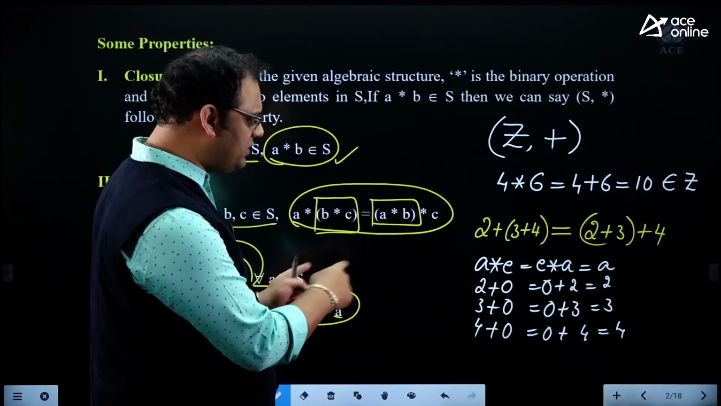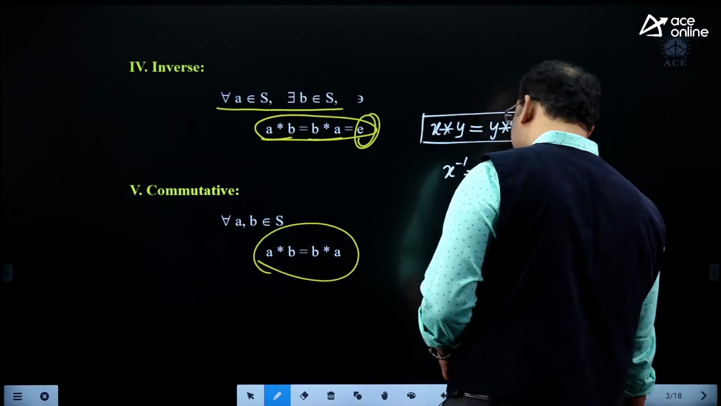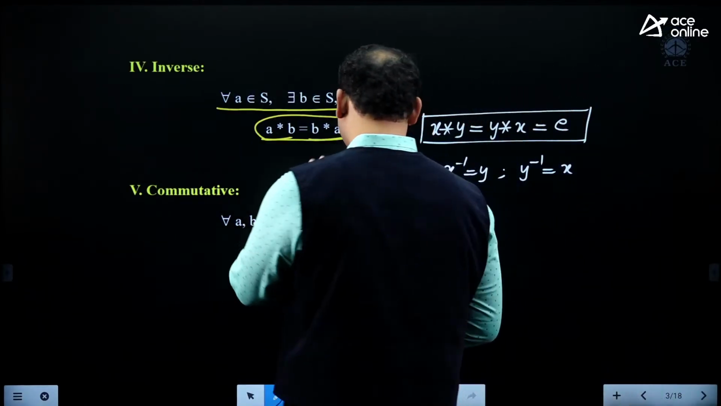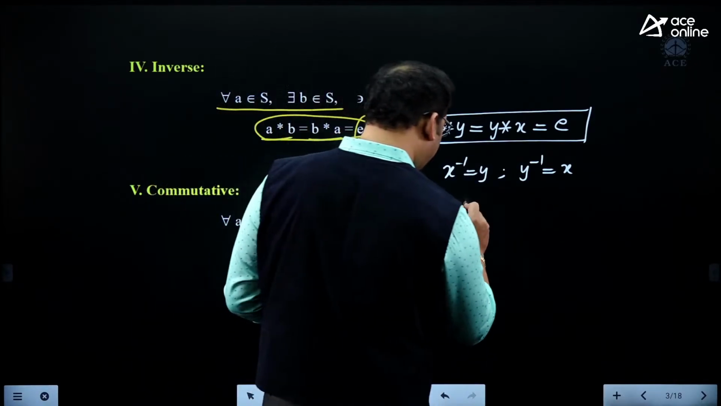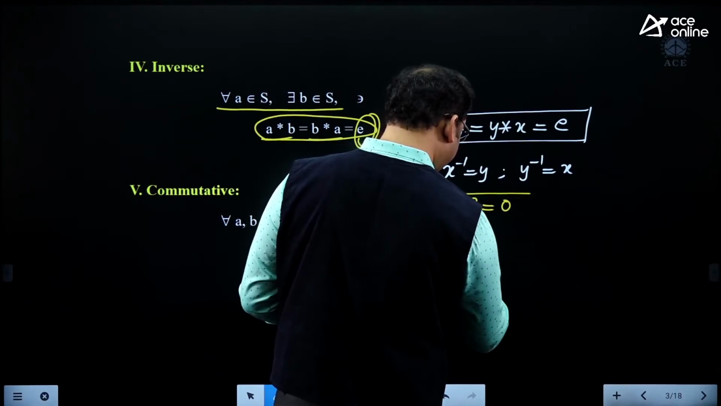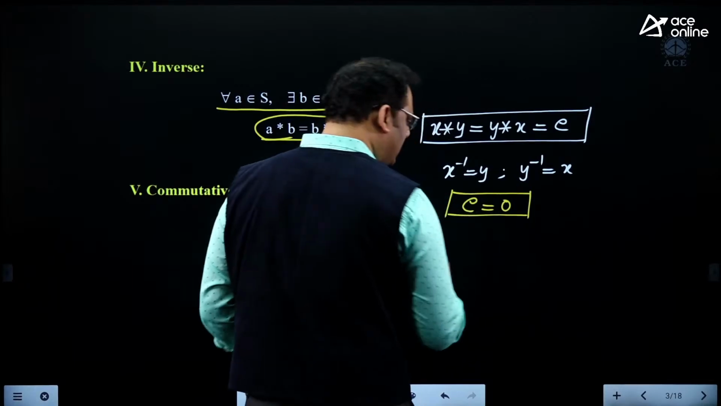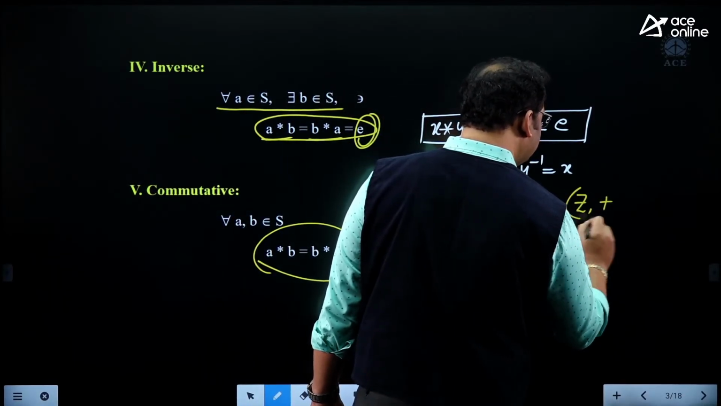And in a similar way, let us move on to the inverse property. If you want to go to the inverse property, you should know about identity. Here the identity element is 0, in the particular example I am talking about, Z under the operation addition.